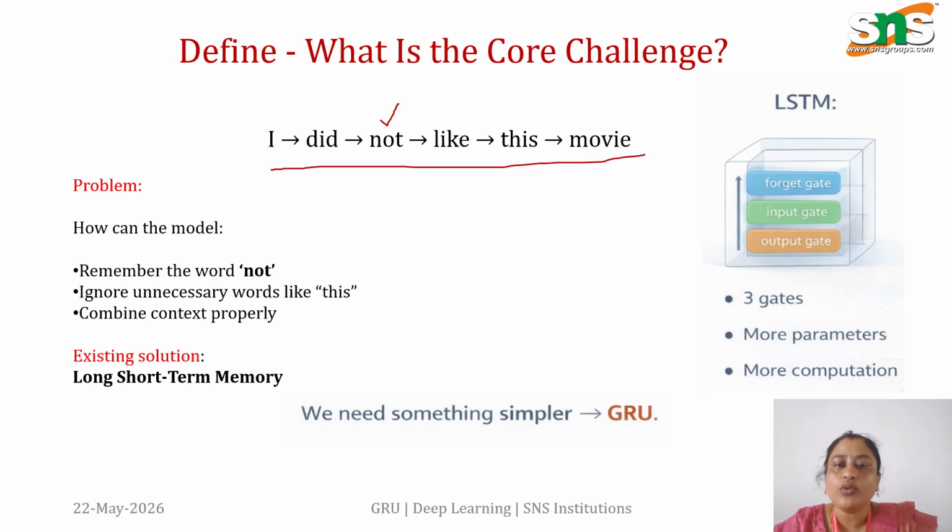But the major challenge in long short-term memory is that it uses mainly three gates: forget gate, input gate, and output gate. The forget gate forgets the unimportant words. The input gate feeds the important words that have to be remembered by the network, and then finally the output is generated. So in LSTM we have three gates, so there are more parameters. More parameters means more computation has to be done. So we need a simpler model, and that is why we move to GRU.